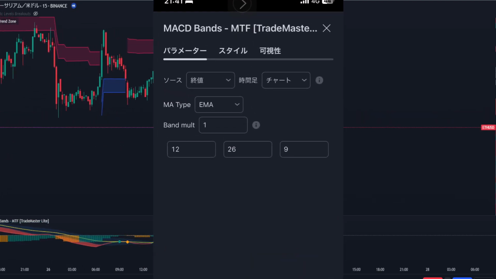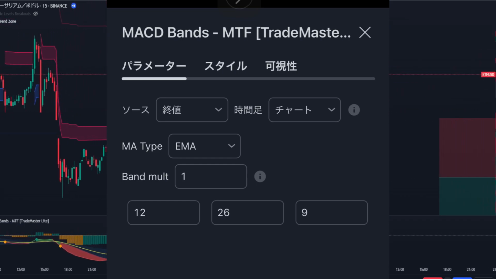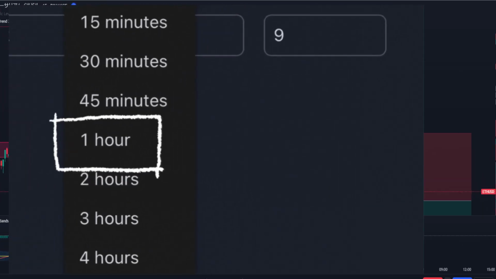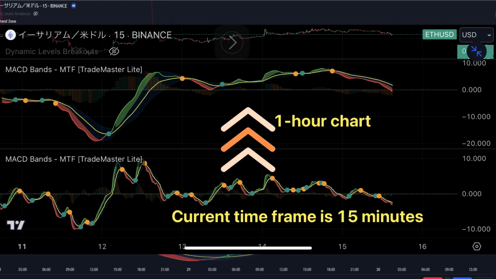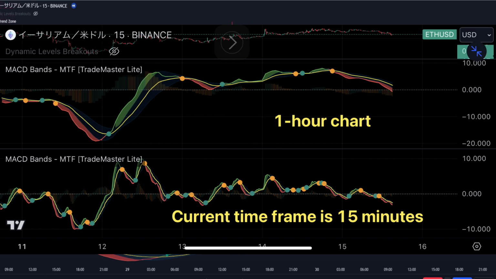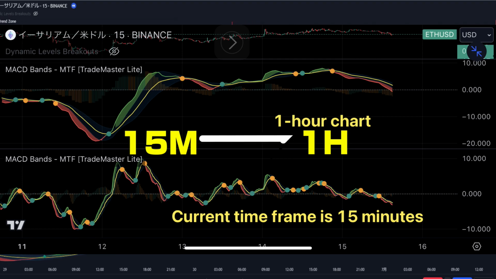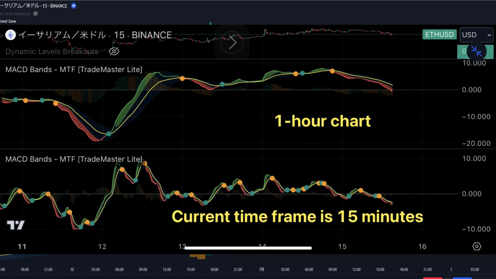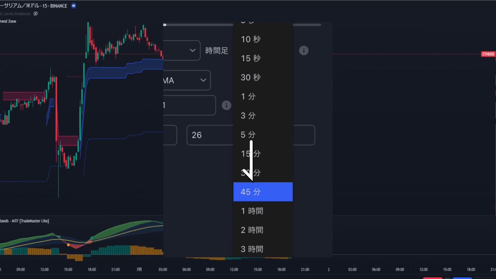Here, different setting options such as source, type of moving average, bands multiplier, and timeframe are displayed. By default, the current timeframe is enabled, but this option can be changed. You can select a 1-hour timeframe instead of the current one. This modification will make the MACD smoother and less responsive to sudden price fluctuations. It is recommended for this strategy to set the MACD timeframe 3 levels higher than the current one. If you are using a 15-minute chart, set the MACD timeframe to 1 hour. For example, if you are using a 5-minute chart, set the MACD timeframe to 45 minutes.